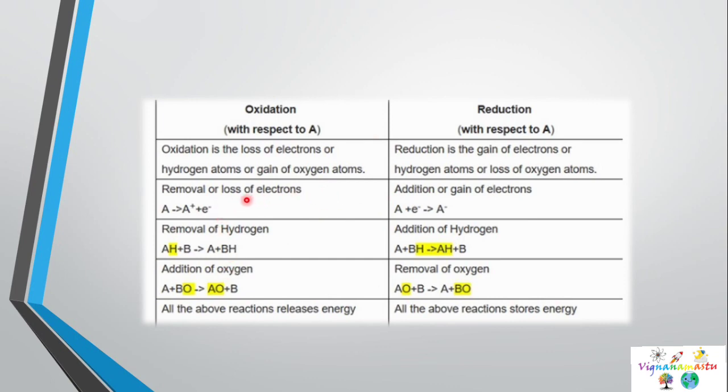Removal or loss of electrons is called oxidation. You'll understand this in the further lessons, further classes. And reduction is nothing but gain of electrons. Oxidation is also called removal of hydrogen. Reduction is addition of hydrogen. Oxidation is addition of oxygen, and reduction is removal of oxygen.